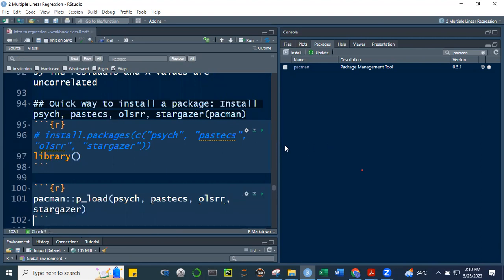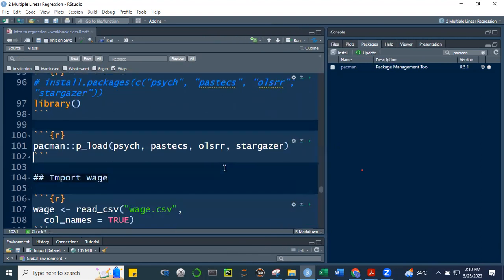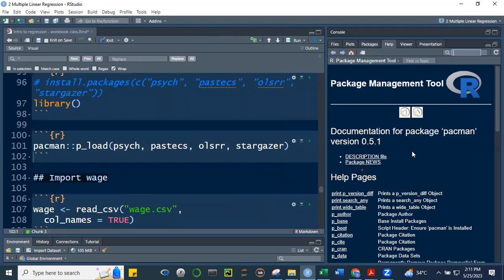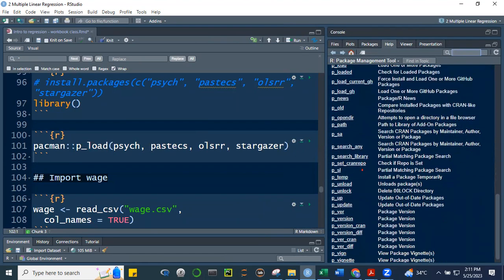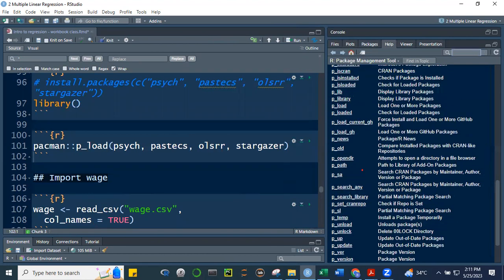Okay, what am I doing here? I'm using the Pacman package, in particular the pload function. So there's a function called pload. Balikan natin tong si Pacman. And then may function dito, pacman_load. Ito. Okay, so this is used to load one or more packages.